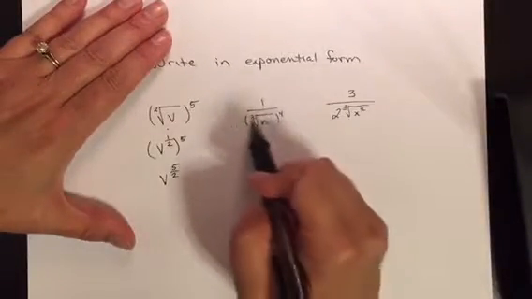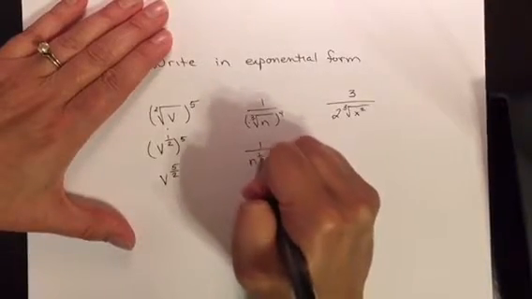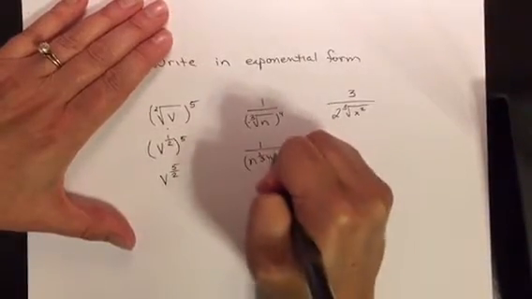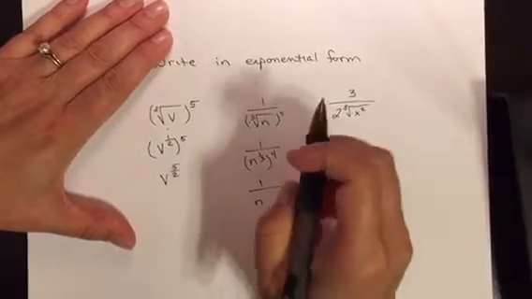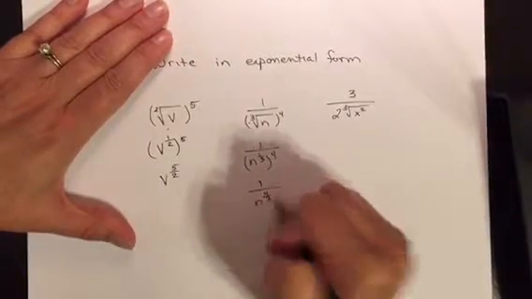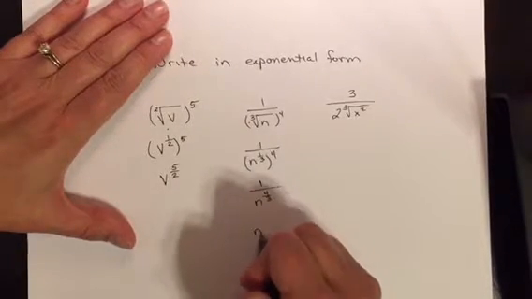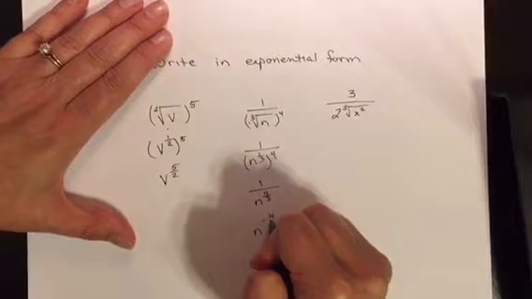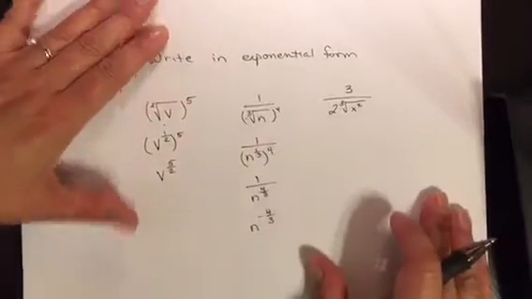Now for the second one, I have a cube root, so I have 1 over n to the 1/3 power raised to the 4th power. Multiplying together, it's going to be n to the 4/3 power. And now since it's in the denominator, I'm going to put it in the numerator: n to the negative 4/3 power.